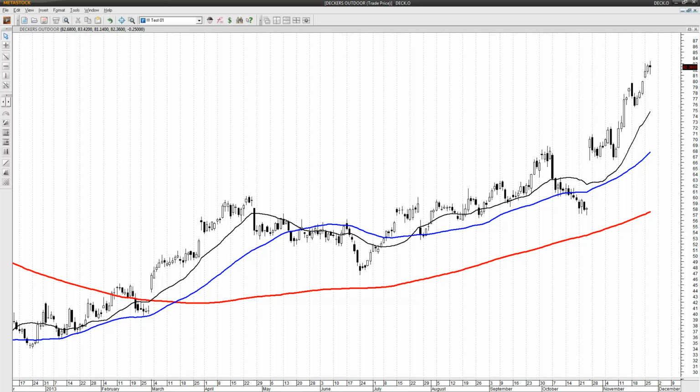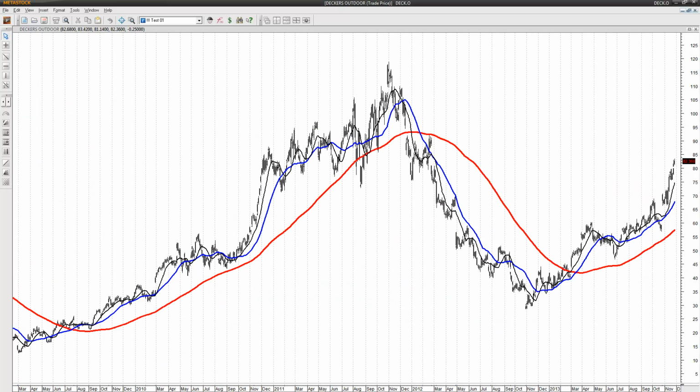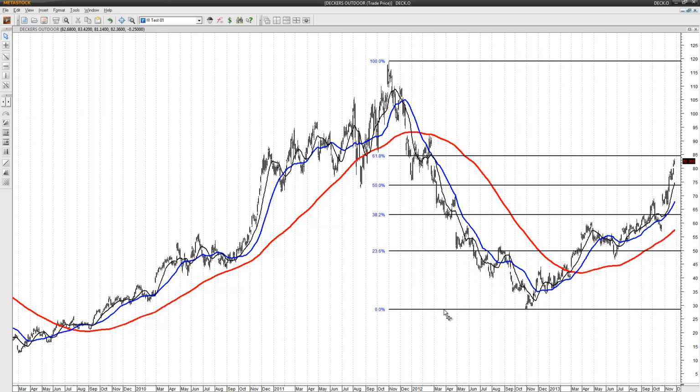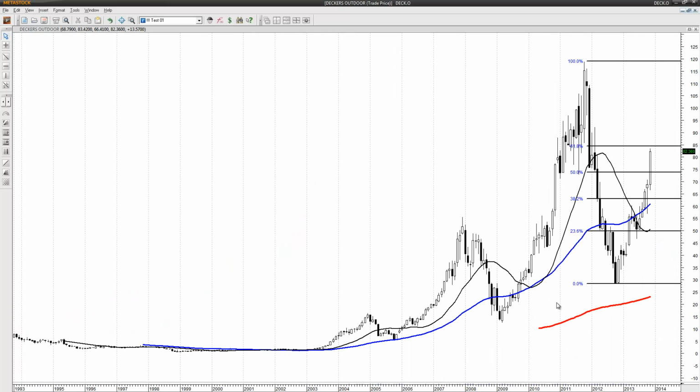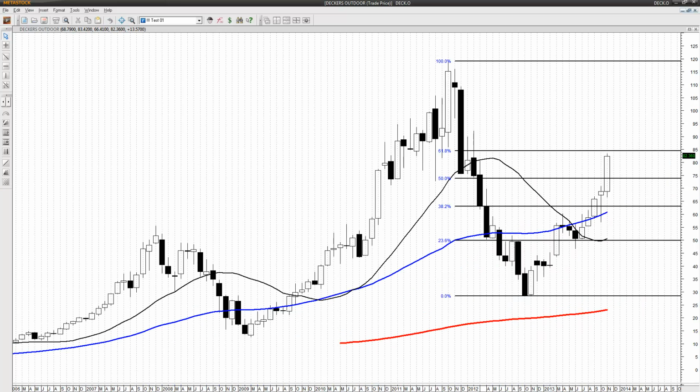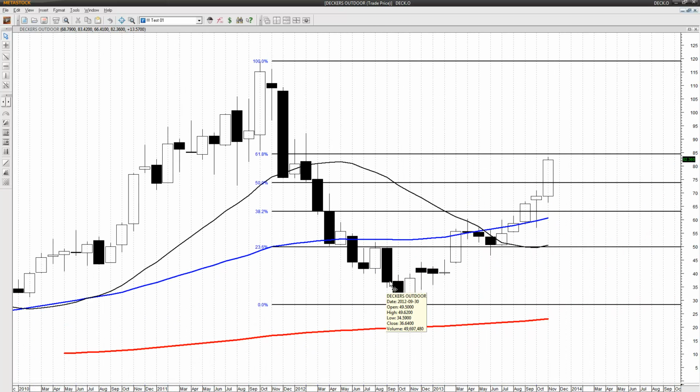I'm gonna change to daily data, and then I'm gonna put in a Fibonacci retracement. In this case, it might be easy to use the monthly data to see. And when I did this beforehand, before the video, I came up with an exact level of 84.32. That's where I put in my short sell limit order.